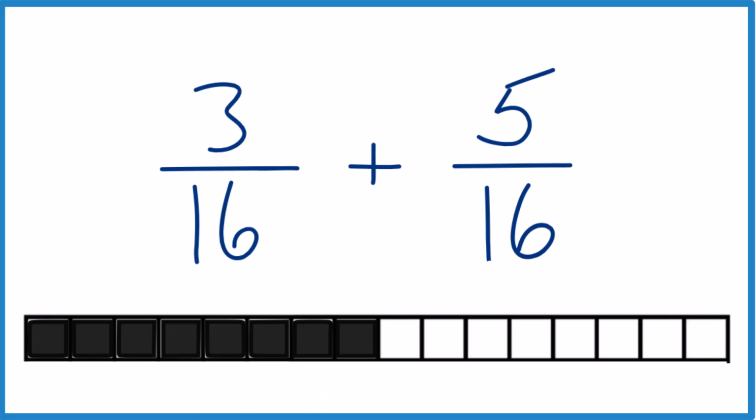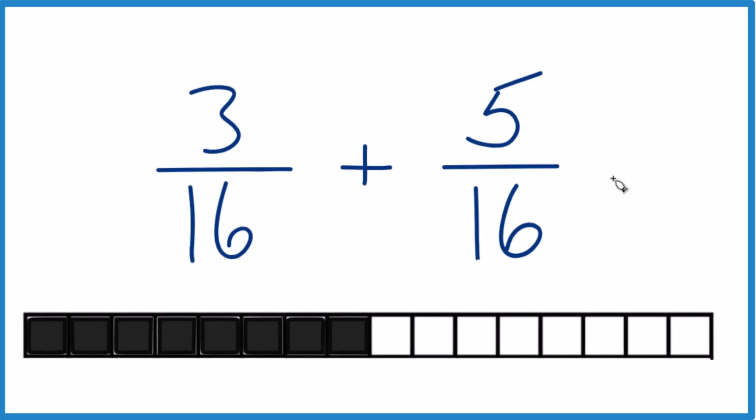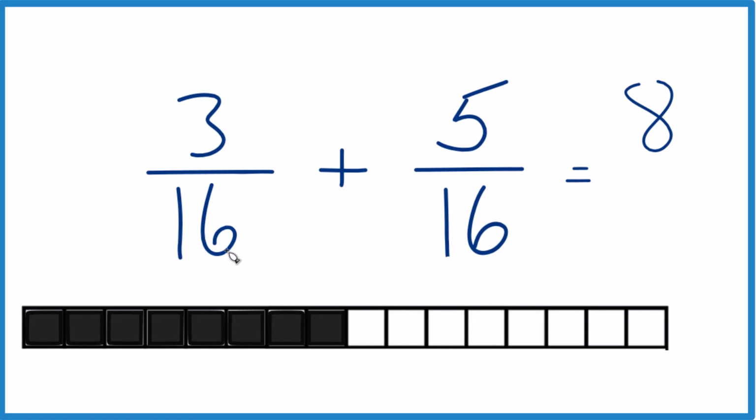3 plus 5, that's going to give us that 8. And then we have the 16, that doesn't change. There's still 16 blocks. So 8/16, and 8/16, that's the same as 1/2. 8 divided by 8 is 1, 16 divided by 8 is 2.